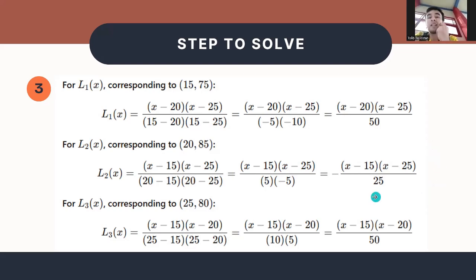So in the next Lagrange basis point, the third one is at 25 and 80. L3 of x is equal to x minus 15 times x minus 20 over 25 minus 15 times 25 minus 20, which is equal to x minus 15 and x minus 20 over 10 times 5, so it's going to be x minus 15 times x minus 20 over 50. So we get all the Lagrange polynomial basis points, and we are going to substitute them into another formula which I showed in the next slide.